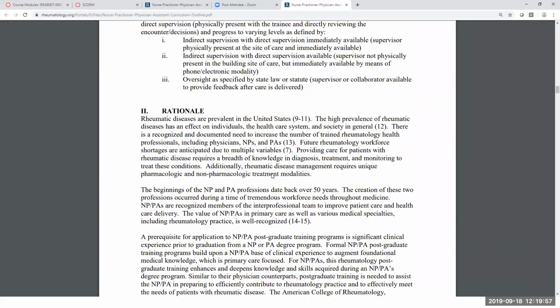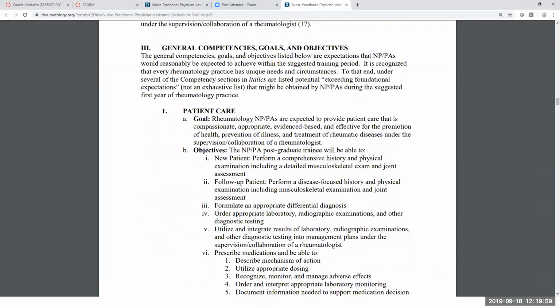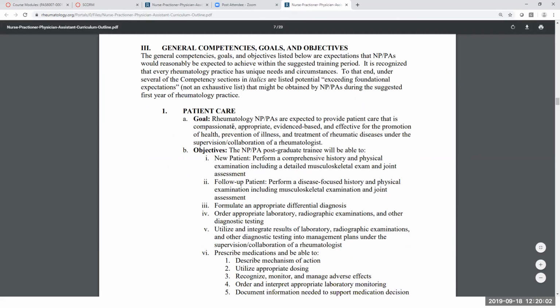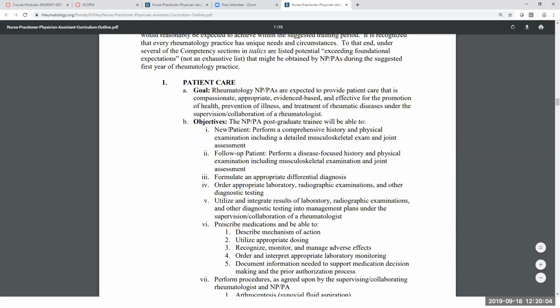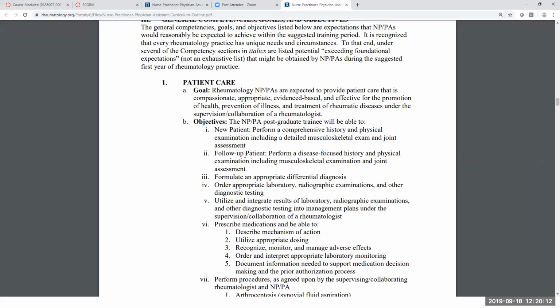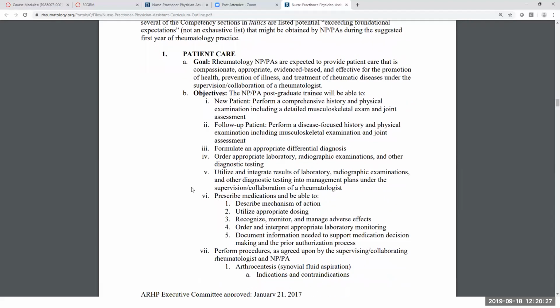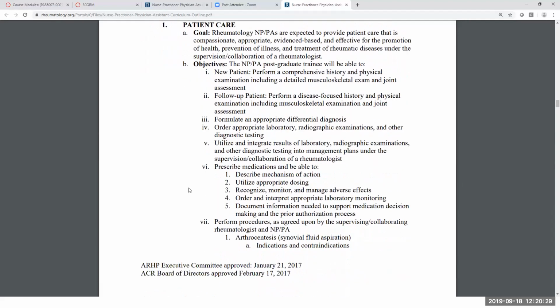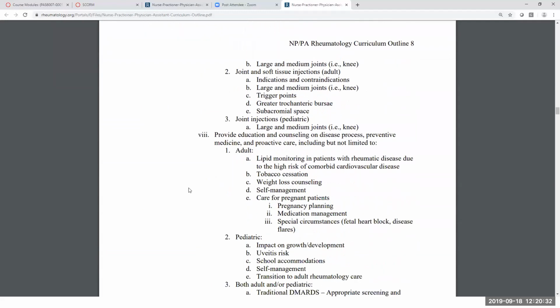I want to dive very quickly into the competencies. We structured things with goals and objectives. If you look across the goal for patient care and the objective, it really carries that new provider across the spectrum of patient care, from obtaining the history and physical, creating a differential diagnosis, ordering laboratory tests, interpreting those tests, sharing those with the patient, and making treatment recommendations, both pharmacologic and non-pharmacologic.